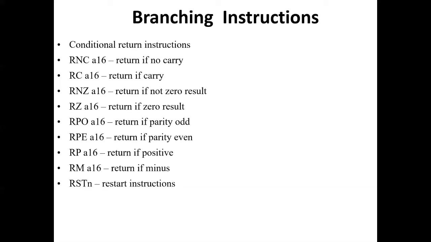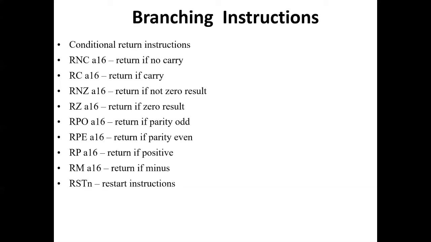And the last is RSTN. Here N signifies the number 0 to 7 only. Thus, the 8 possible RST instructions are RST0, RST1, RST2, RST3, RST4, RST5, RST6, and RST7. These all are basically single byte call instructions.